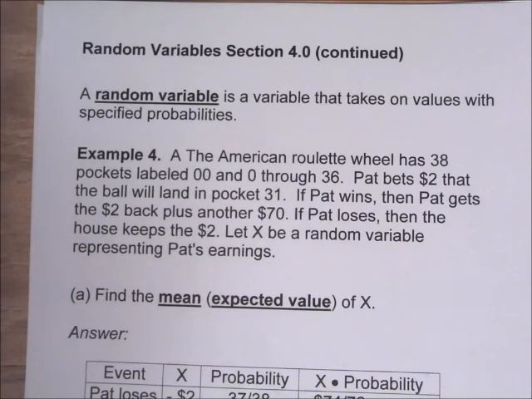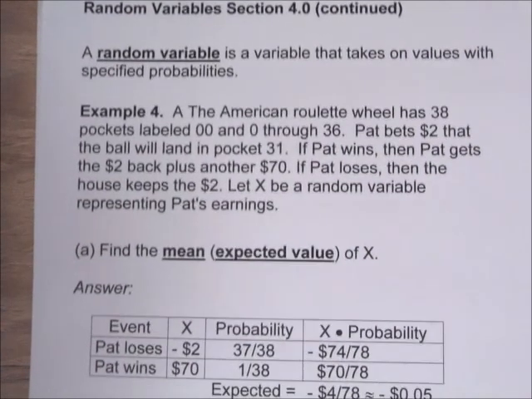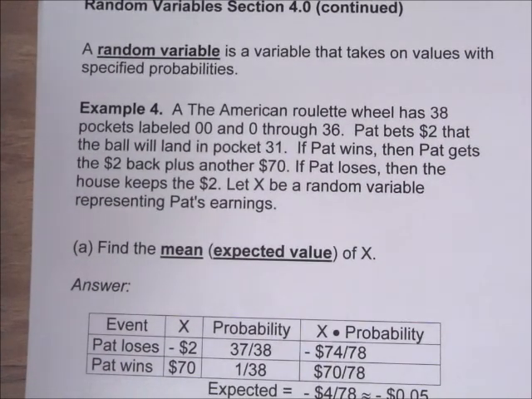Example of a random variable. Again, a random variable is a variable that takes on values with specified probabilities. In this example, the American roulette wheel has 38 pockets labeled 0, 00, and 1 through 36.